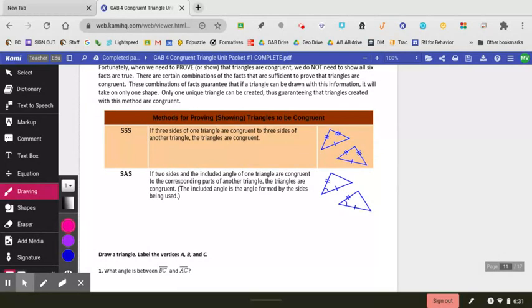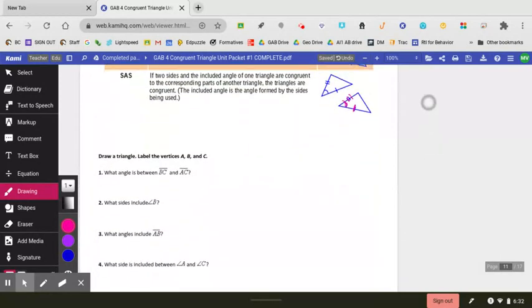So it's really important that when we're talking about SAS, that we have a side, and then the angle touches that side, and then that angle touches the other side. Because you will see, as we explore this idea, that not all combinations of angles and sides work. It has to be the included angle.